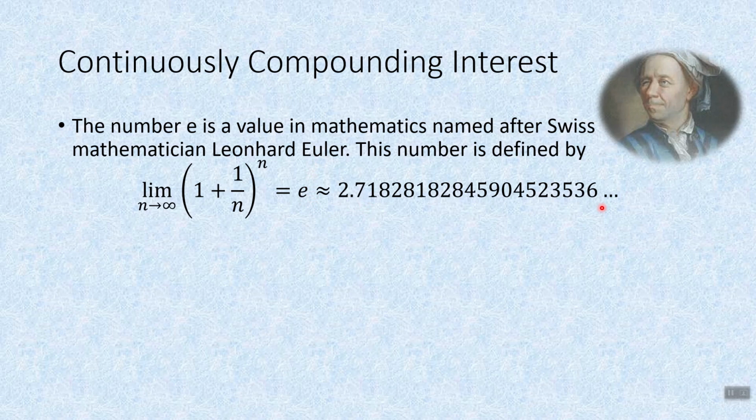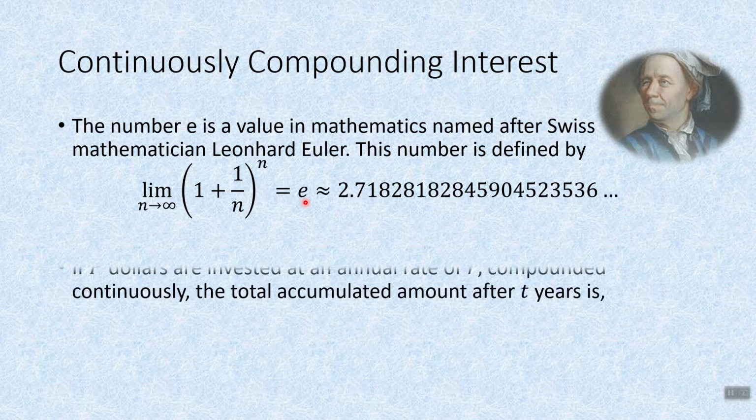And this is an irrational number. It's like pi, but not the same value, but the decimal never ends. So we'll use E in place of it, just like we use the symbol pi when we mean the number approximately 3.1415927 and so forth. So continuously compounding interest uses this number E.